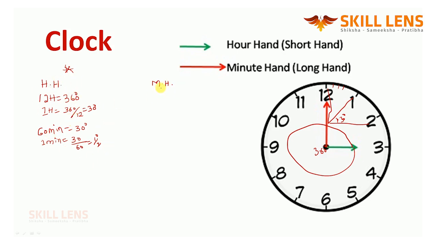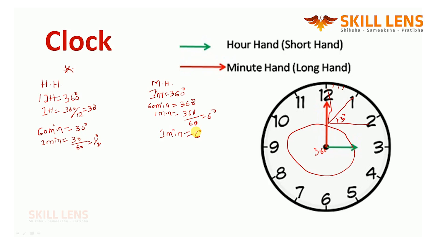How about our minute hand? The minute hand, in 1 hour, completes 360 degrees. So 1 hour means how many minutes? 60 minutes. In 60 minutes it will rotate 360 degrees. So in 1 minute it will rotate 360 by 60, which is nothing but 6 degrees. So 1 minute is equal to 6 degrees. So these 3 points are very important when you are solving the concepts of clocks.